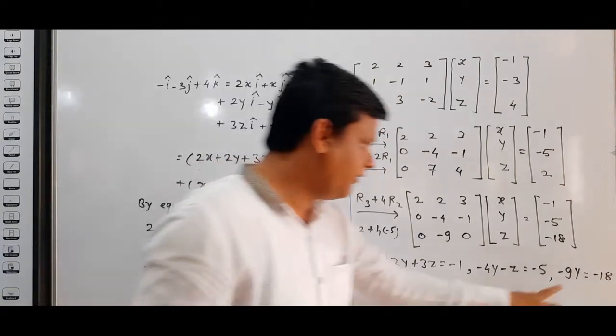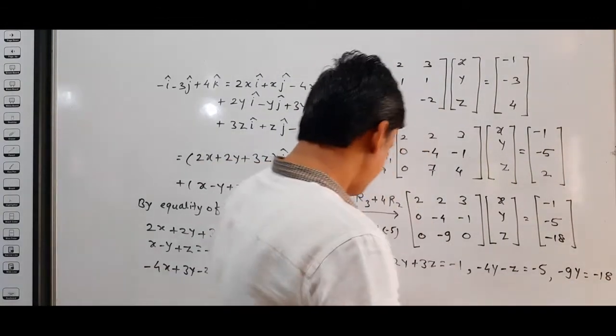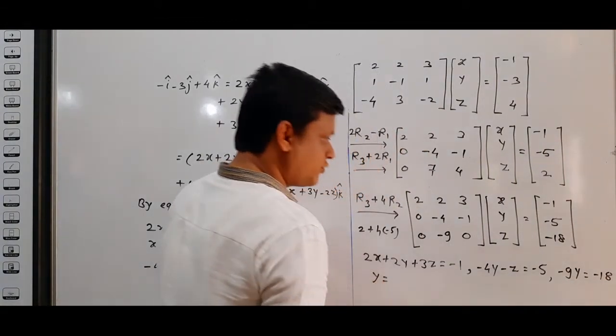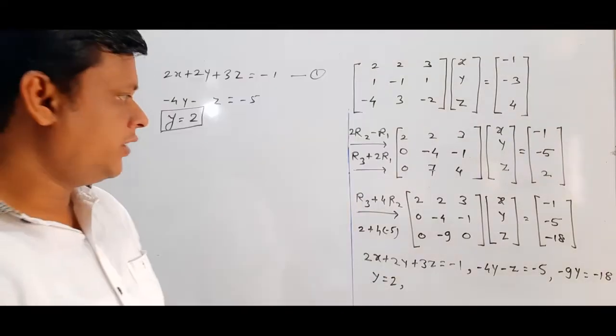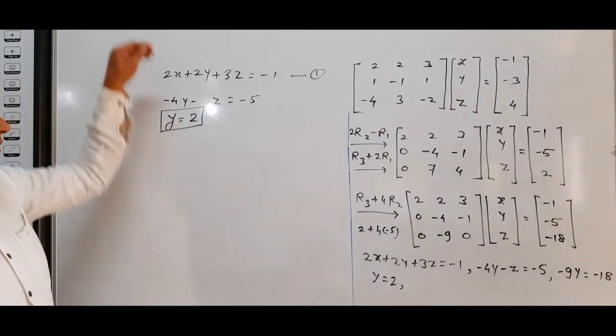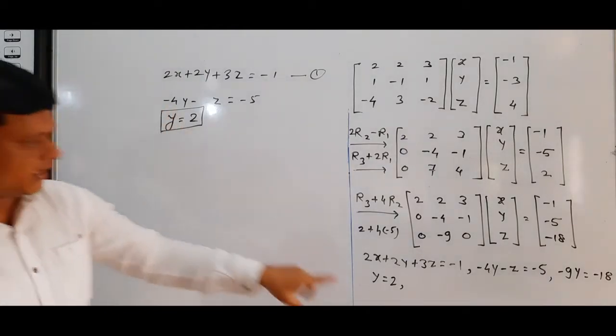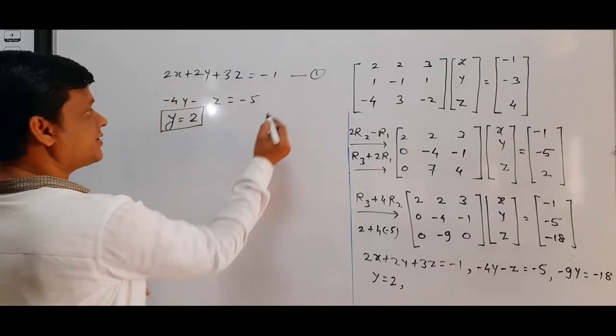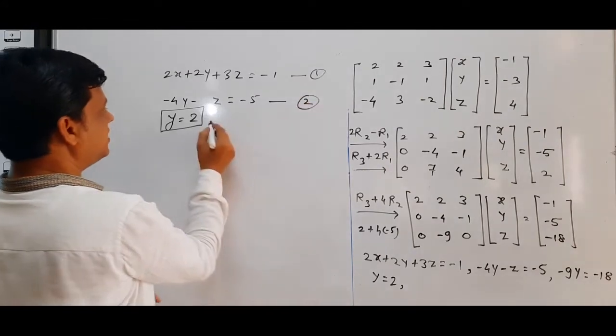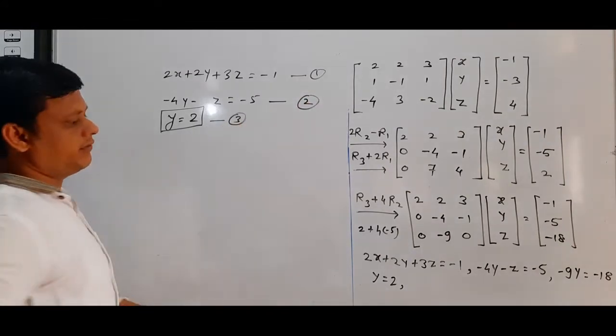So first we find the value of y. From this we get y is equals to plus 2. So we denote this equation separately here. So this equation we consider as equation first, this second equation we consider as equation number second, and this value of z, this is equation number third.